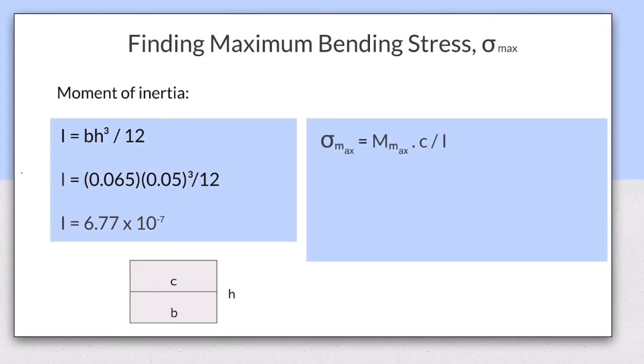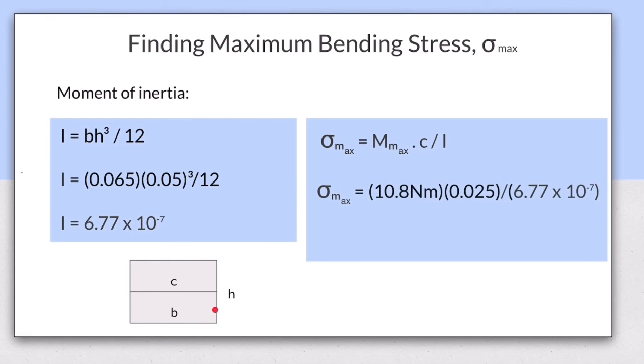And only after that we will be able to find our maximum bending stress, because now we have the I component. Now we can settle our problem or our equation. So we're going to use this formula. Maximum bending stress is equal to the maximum bending moment times c. C is the value from the height, from this point to the middle point, and divide them by the moment of inertia of this whole thing.